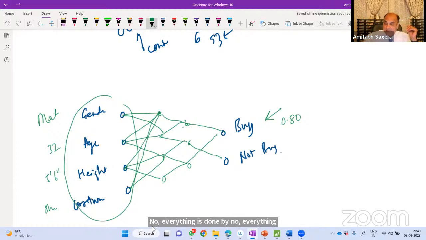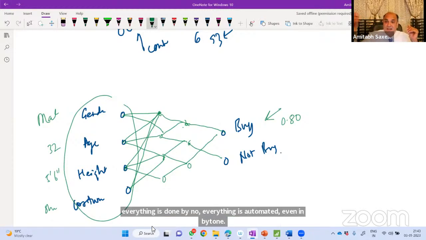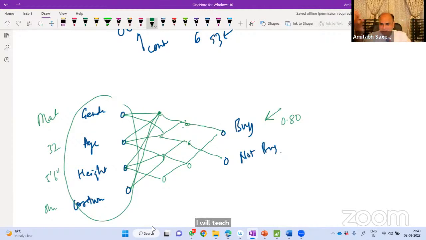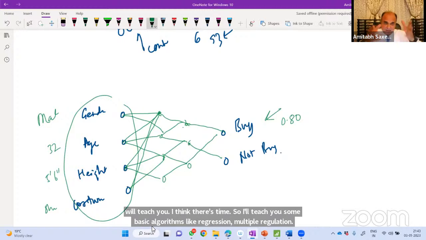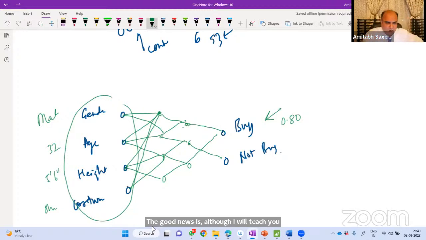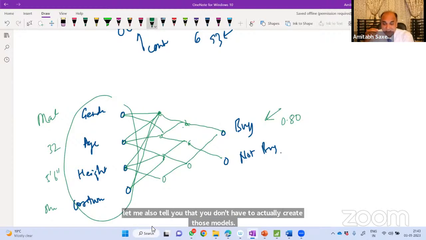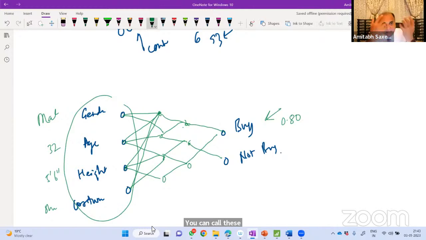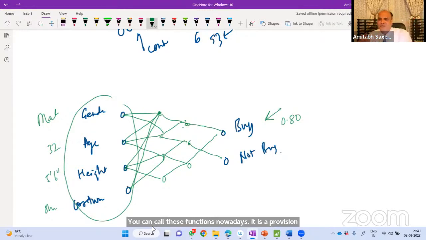Even in Python, I will teach you, I think there's time. I'll teach you some basic algorithms like regression, multiple regression. The good news is, although I will teach you today and I'll tell you how to create those models, you don't have to actually create those models. You can call these functions. Nowadays, there is a provision: call the regression function, and it will do everything for you. But you should know that you have to call the regression function. That is the only information you need today. Everything is nowadays automated.